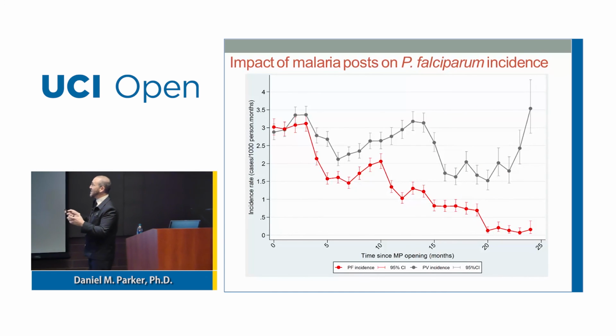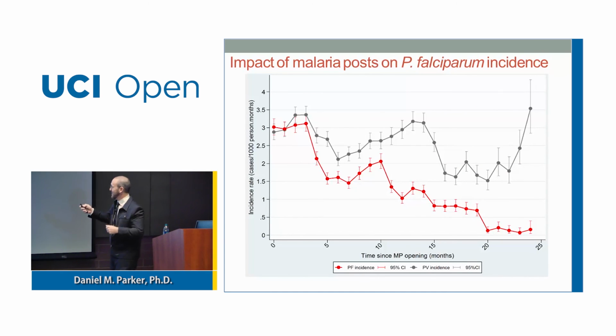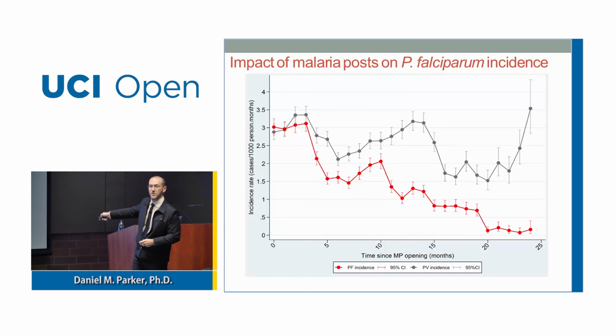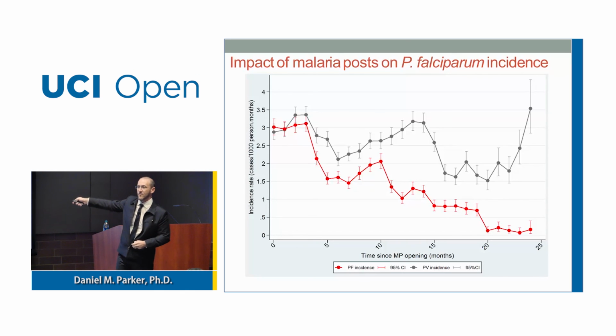And we get a pretty stark effect from the malaria posts. On the y-axis is incidence. This is the number of cases per 1,000 people per month. And on the x-axis, it's the age of the malaria post. At month 0, that's when the malaria post opened. That's the first month. And this is up through the 2-year period the project's been going. The red line is for PF, and the gray line is for PV. PF is falciparum malaria. And you can see that there's a pretty stark decline in PF with the age of the malaria post. And at this point, we're down pretty close to 1 case per 1,000 people per year. It's pretty close. Still wiggling around a bit. We have less of an effect on PV.